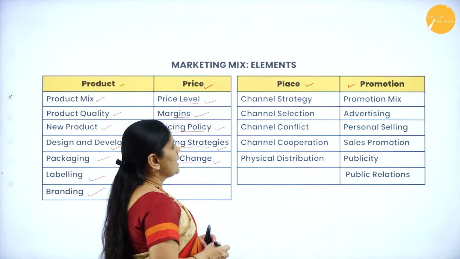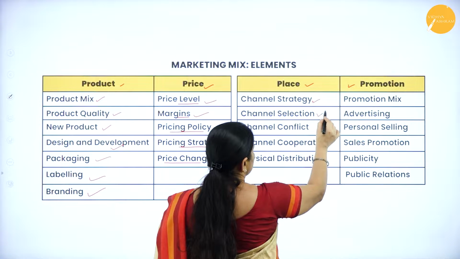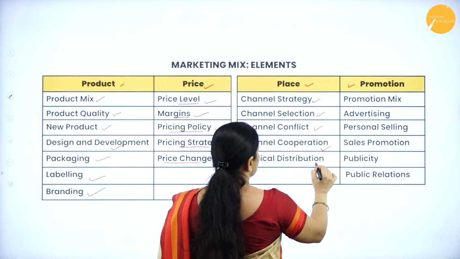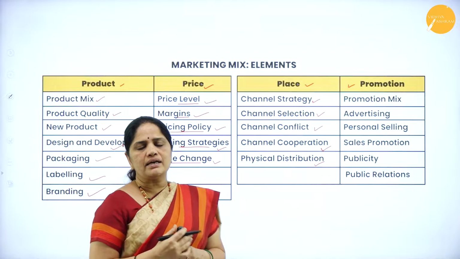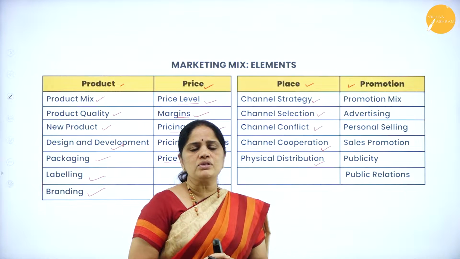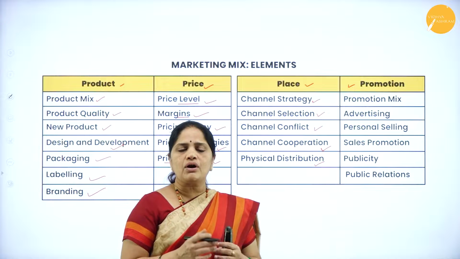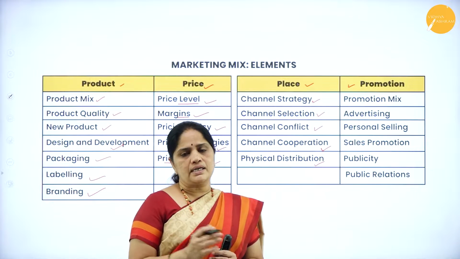Then, the next one is the place. Now, in this place, we have the strategy, channel selection, channel conflict, channel cooperation and physical distribution. Now, this place in the marketing mix is the most important one. So, it refers to physical distribution of the goods from the place of manufacturer to the place of the consumer.